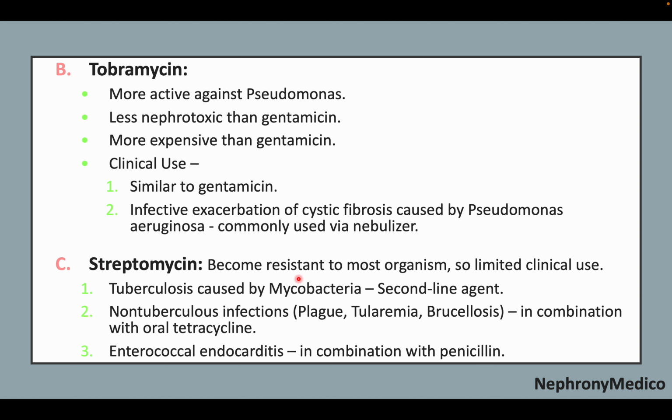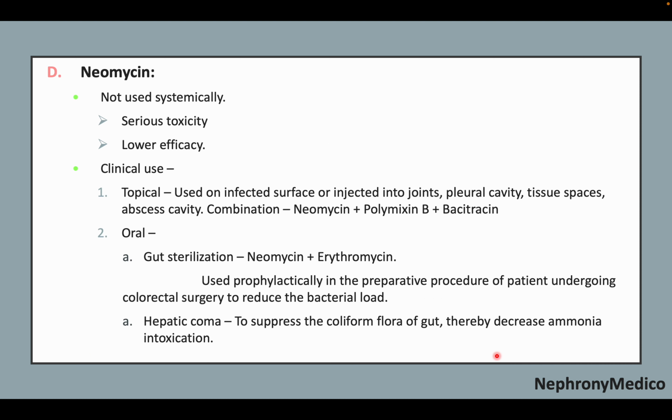Streptomycin: most organisms become resistant, so limited clinical use is seen. TB caused by mycobacteria, where it is a second line agent. Non-TB infections, in combination with oral tetracycline, and in enterococcal endocarditis in combination with penicillin.